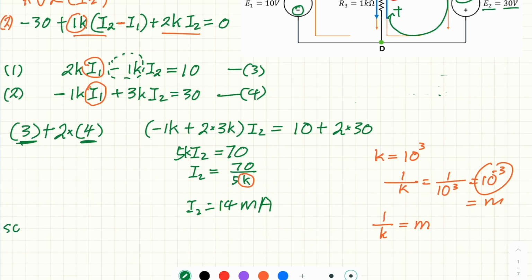Here we can substitute I2 into whatever equation you like, say equation 3, 4, or even 1 or 2. It doesn't really matter. Maybe I will just say 3. So 2k I1 minus 1k I2 is 14m. You just bracket, put the value in, and you got 10.